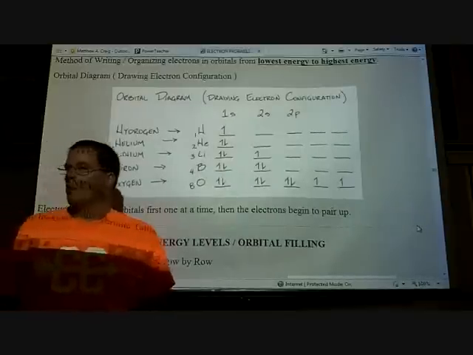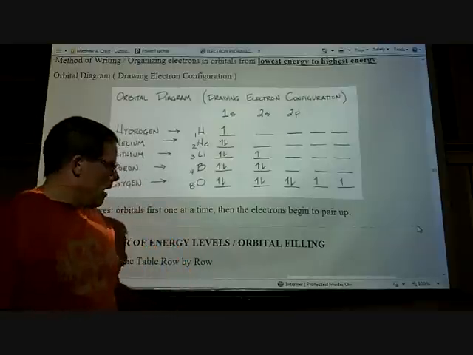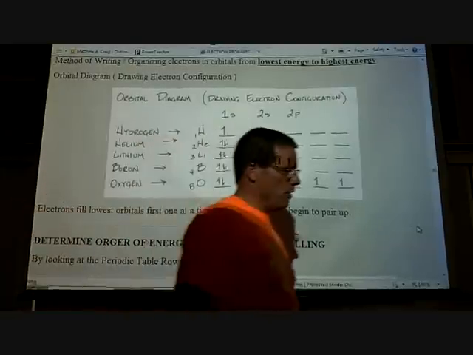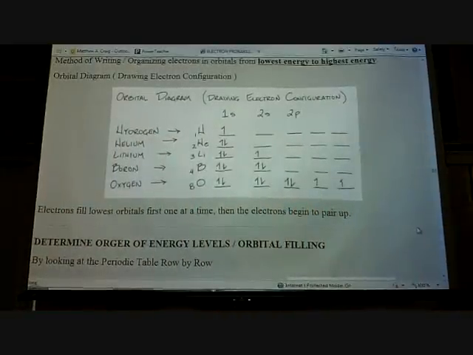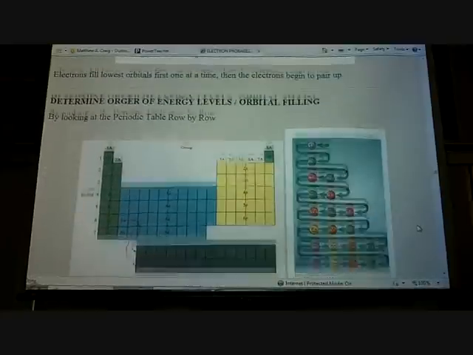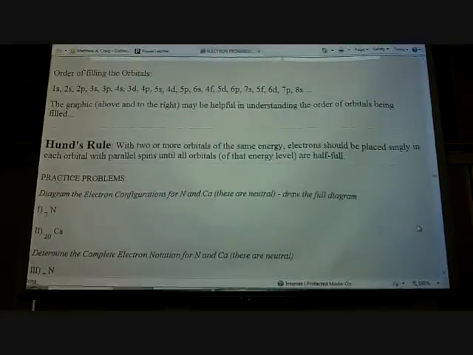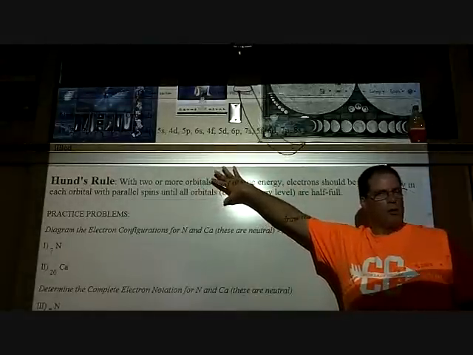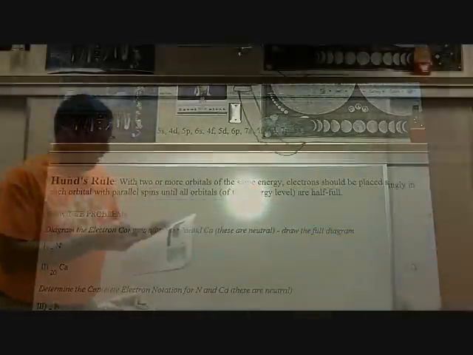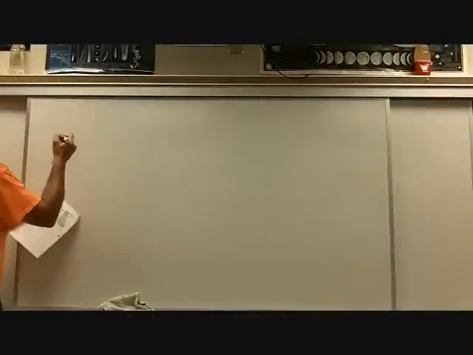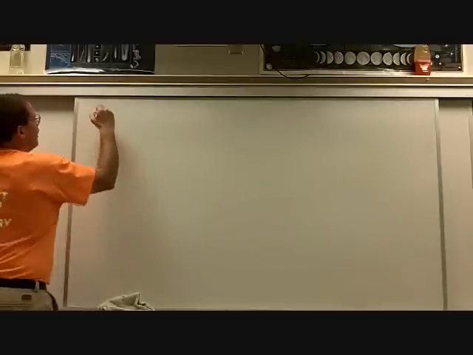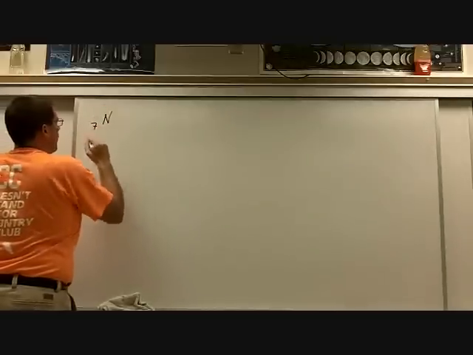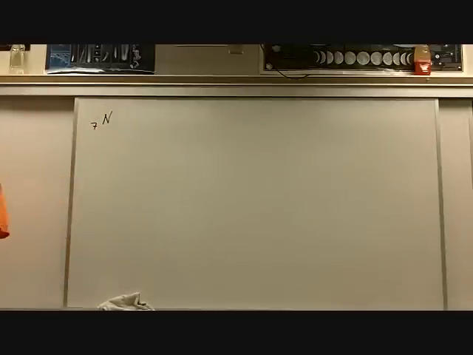Correct. And we're going to do some configurations here. All right, go to the practice problems, which are right there. Oh, and Hund's rule. I'll speak about Hund when I do the calcium. Looking at the practice problem, we have nitrogen. So nitrogen and the 7. What does the 7 represent here? The protons, the number of protons that it has.